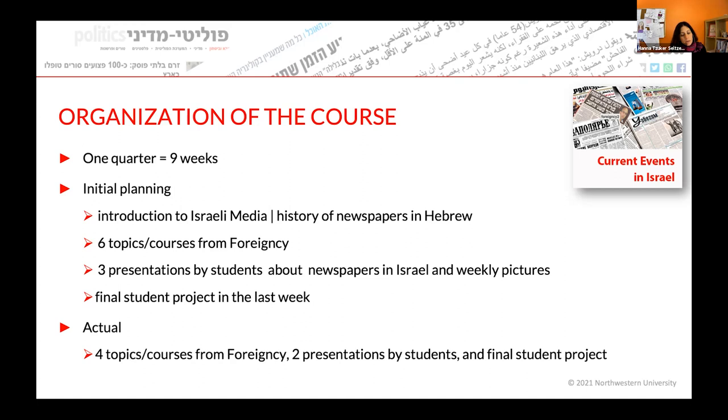And I also planned to have students' presentations about newspapers in Israel, another presentation about weekly pictures that are published in an Israeli newspaper, Haaretz, to summarize the past week, and another presentation about historical newspapers. It was important for me since those newspapers had a central role in reviving and propagating Hebrew as a spoken language at the end of the 19th century and the beginning of the 20th century.